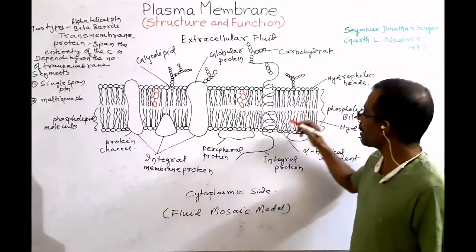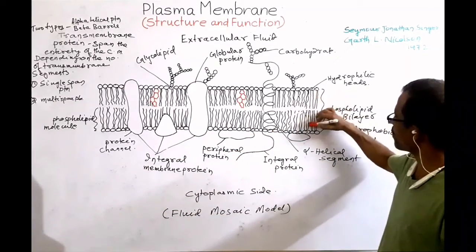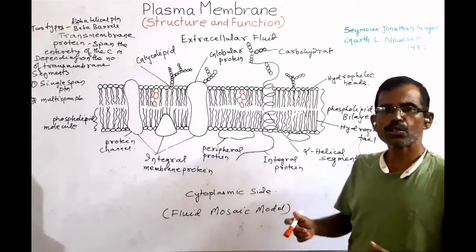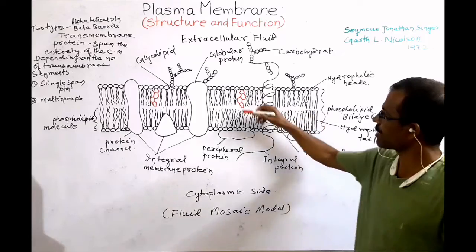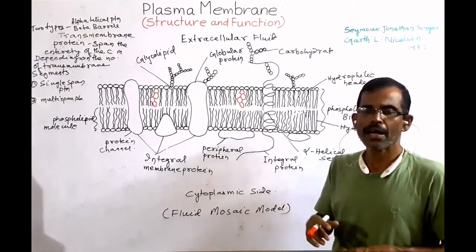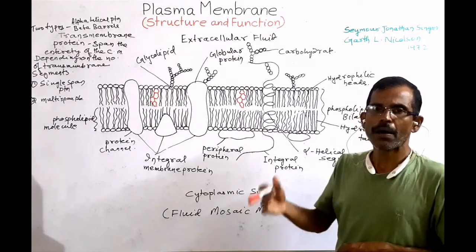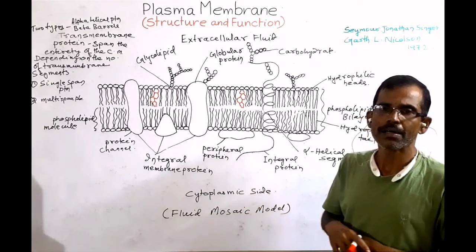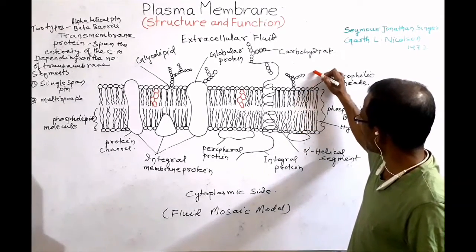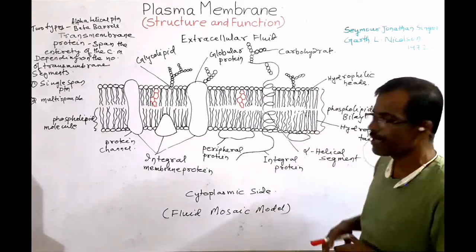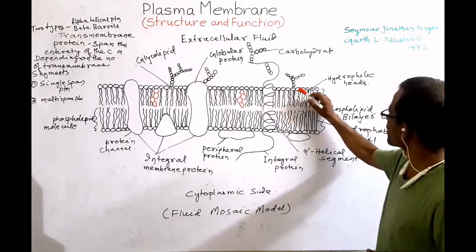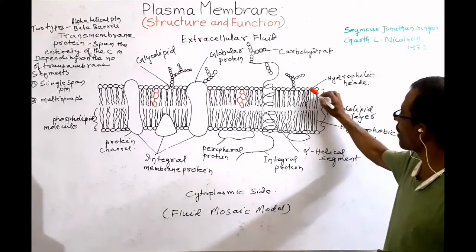The lipid bilayer means two layers of lipid together constitute the lipid bilayer. Most of the lipids that are present in the cell membrane are amphipathic. That means they have both a hydrophilic part and a hydrophobic part. The hydrophilic part remains exposed to the external surface or to the internal surface. So these circles represent the hydrophilic head group or polar head group.